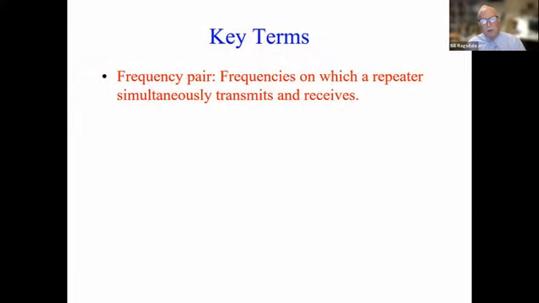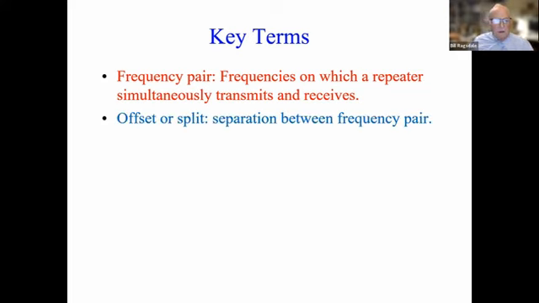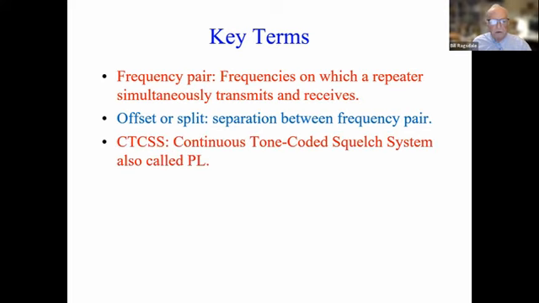So first, some key terms about repeaters, which we'll be using over and over again. The first is the concept of the frequency pair. There is a standard plan for repeater allocations that's used in the United States. We transmit on one frequency, and then for 2 meters, we receive on a frequency 600 kilohertz away. When you set a transceiver to the receive side, it will automatically know the transmit frequency. This is called the offset or the split. The separation between those frequencies for 2 meters is 600 kilohertz, and on 440, the separation is 5 megahertz.